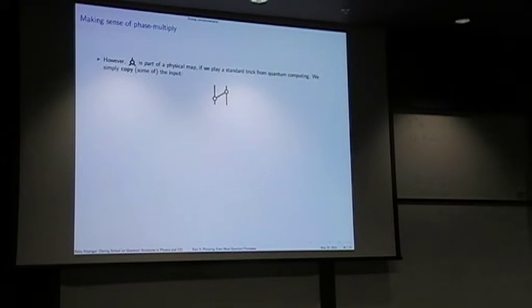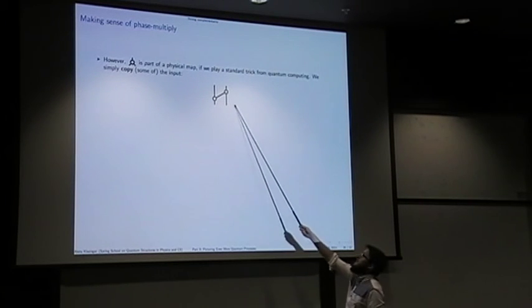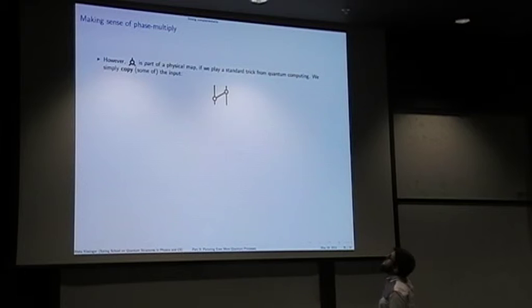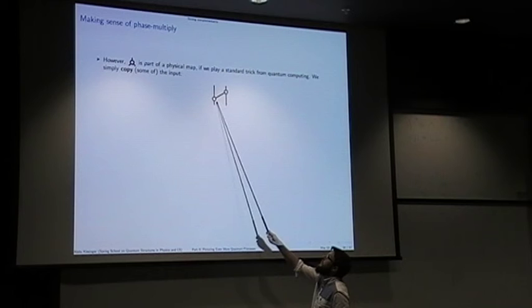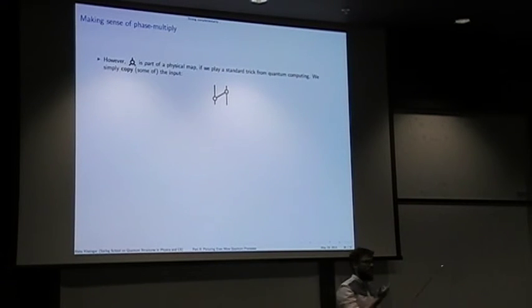However, we can get a good quantum map. We can build a good quantum map out of this, and we do something which is basically a standard trick from all these quantum computing type algorithms, which is just we copy some of the input. So here's a white spider, we've copied some of the input and hung on to it, right? And now this thing is everything you want, right?